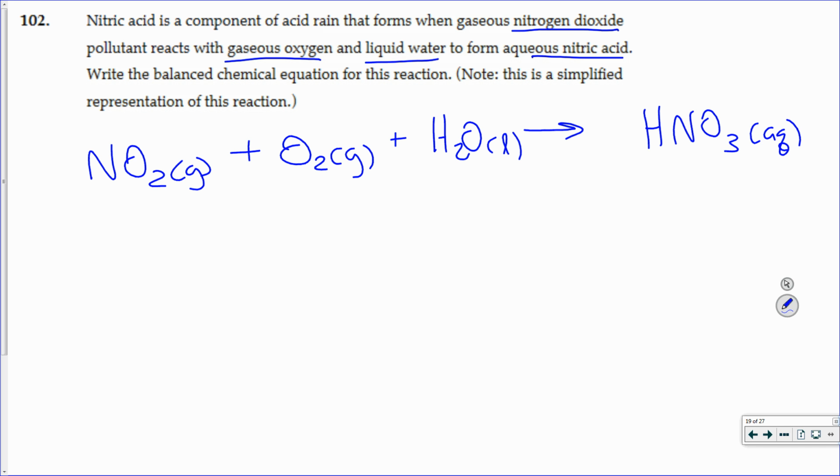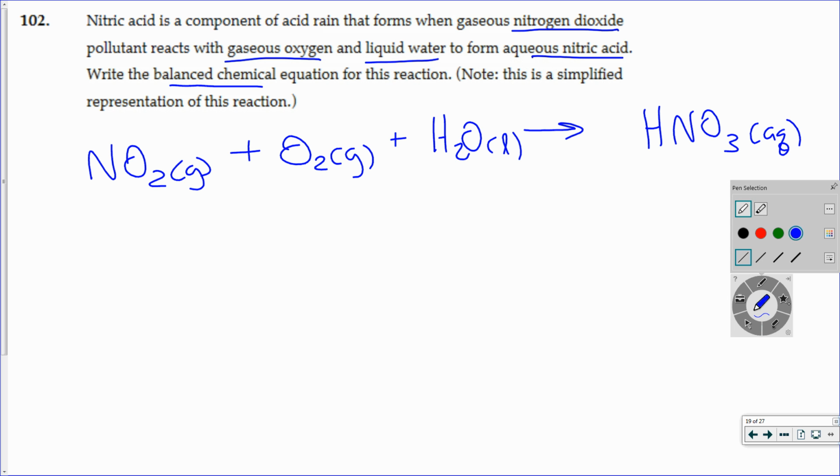Now I need to look at an atom inventory and see if the reaction's balanced. If it's not, I need to balance it. Looking at the nitrogens, I've got 1 nitrogen on the left, 1 on the right. That looks okay. But when I look at the hydrogens, there are 2 on the left and only 1 on the right. There's a mismatch. Balancing this one is a little more complex because there are 3 reactants, but always save the oxygen for last. Let's try some attempts to balance it. What should I try?